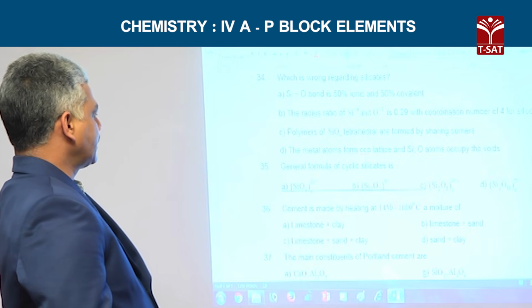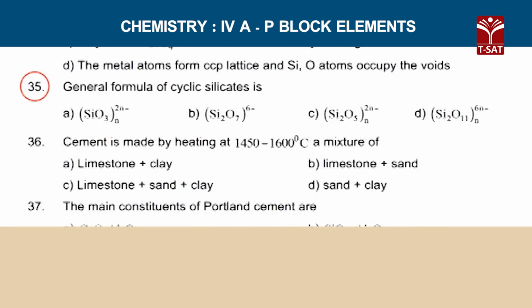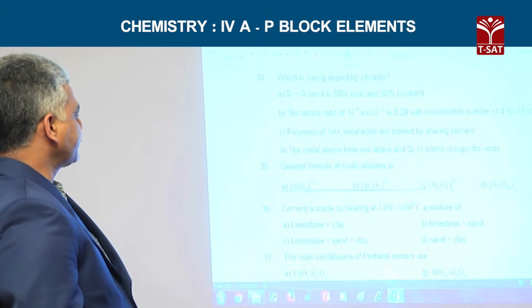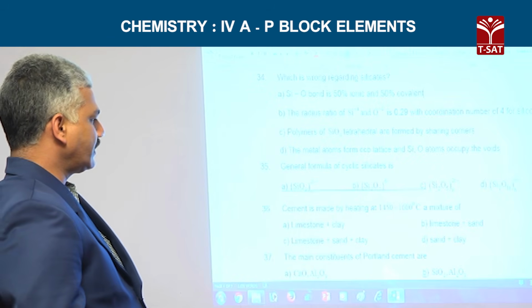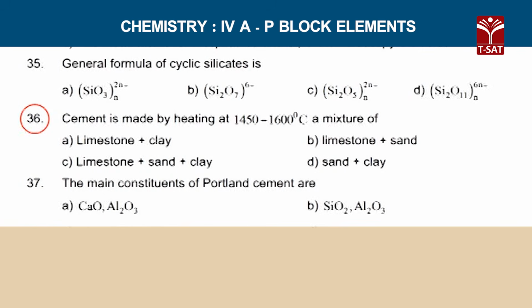35th question. General formula of cyclic silicates is. These are the given options. Correct option is the first one, (SiO3)n to the power -2n. 36th question. Cement is made by heating at 1450 to 1600 degrees centigrade a mixture of. Limestone and clay, limestone and sand, limestone, sand and clay, sand and clay. Correct answer is C. Limestone, sand and clay mixture is heated to get cement.